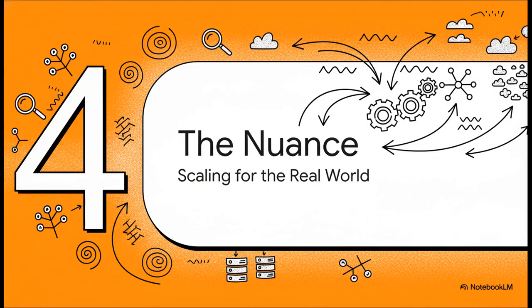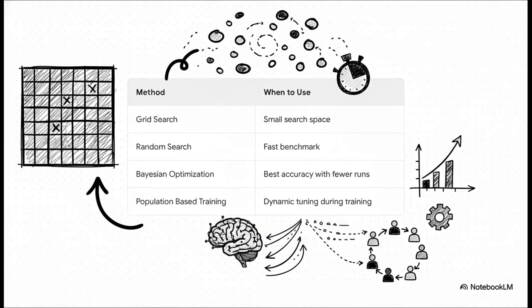But running a script on your laptop is one thing. Making this work on massive, real-world data sets, that's a whole different ballgame. You have to start thinking seriously about scale, and that means we need to get strategic, especially with hyperparameter tuning. Yeah, not all search strategies are created equal.